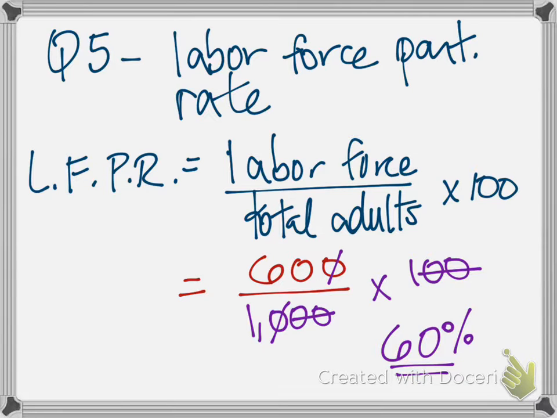Remember, what does that one tell us? This one tells us that of all the adults in our economy, 60% of them are either working or would like to be working. And that unemployment rate of 16.67% says that out of all those in our economy who want to work, 16.67% of them don't currently have jobs. So they're looking, but they don't have anything right now.